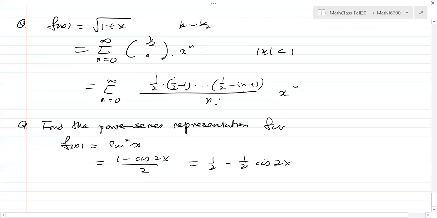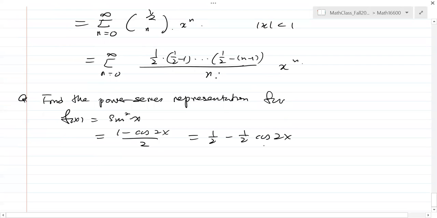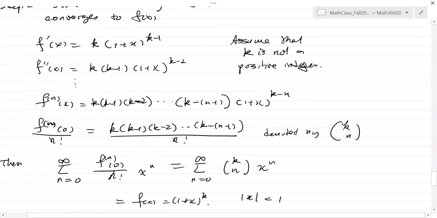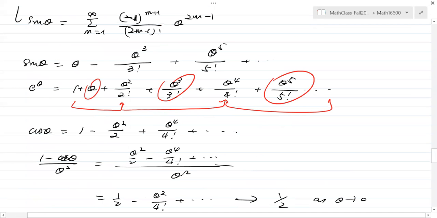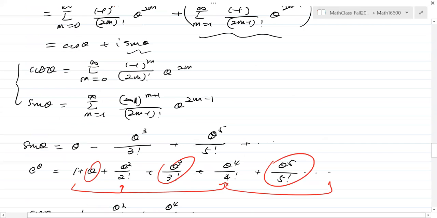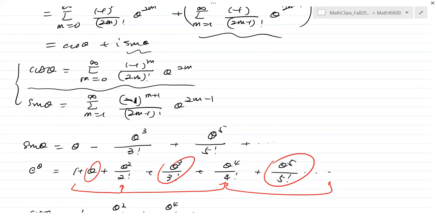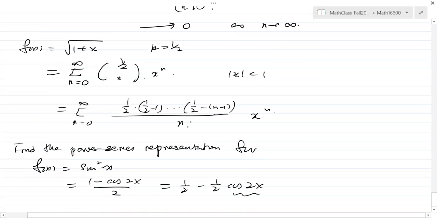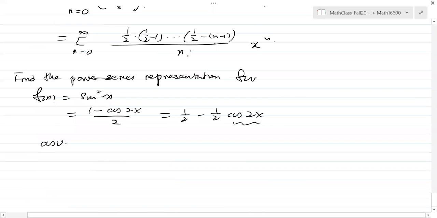So all I have to do is find the power series representation for cosine 2x. But what is cosine 2x? Let's go back to what we found out. Cosine theta is this one. Let's memorize that. I'm going to copy and paste it. All right, so we got this. So we recall cosine theta.